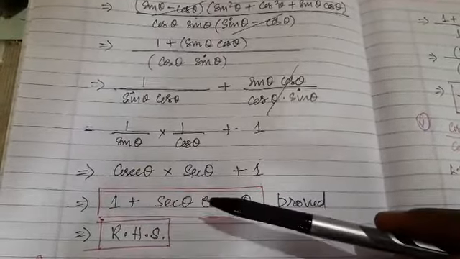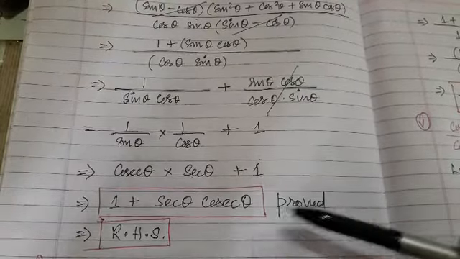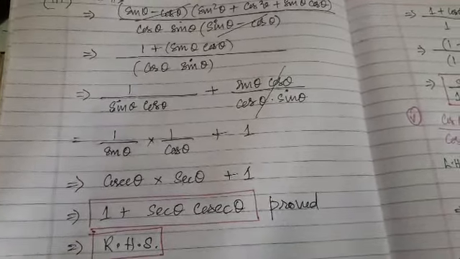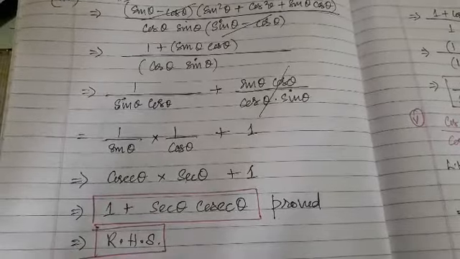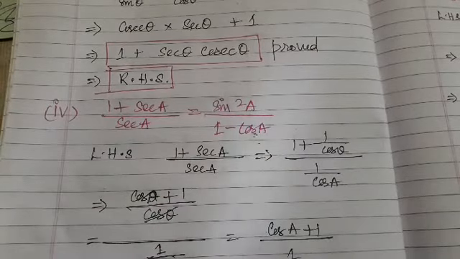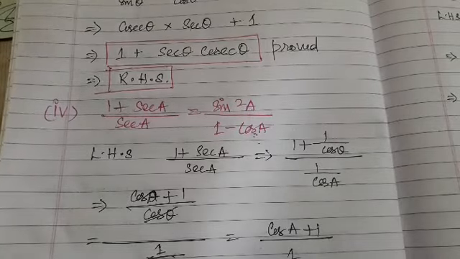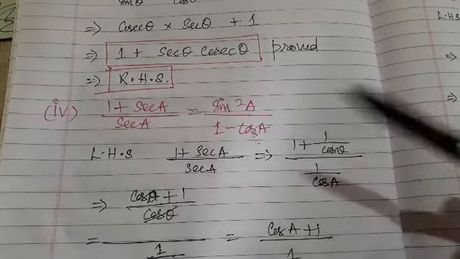So your right hand side has appeared: 1 plus secant theta cosecant theta. It is proved. That is equal to the right hand side. That is your third problem in that fifth question. Now we will go for the fourth question. What is given there in the fourth question?